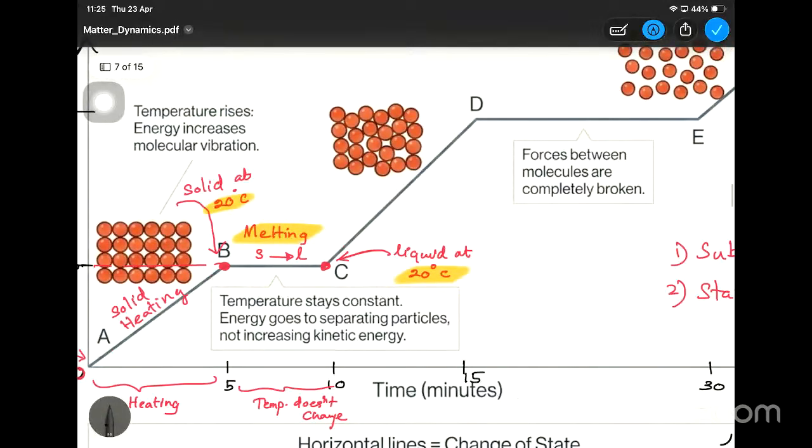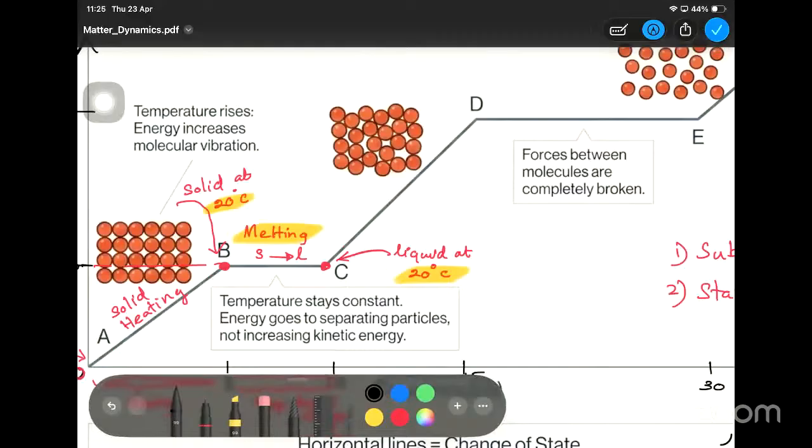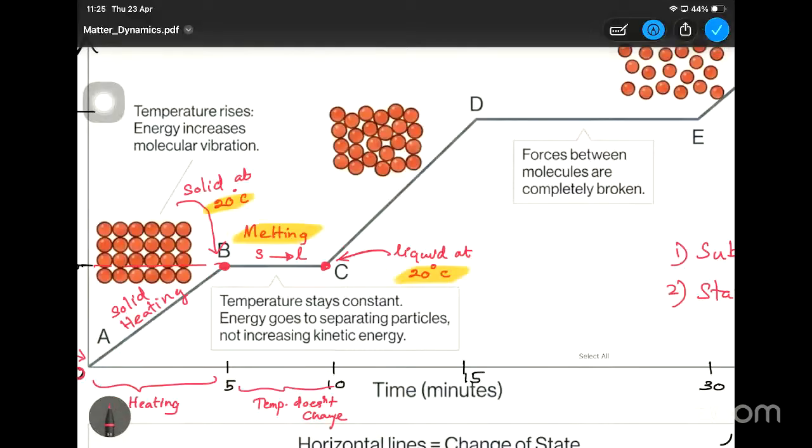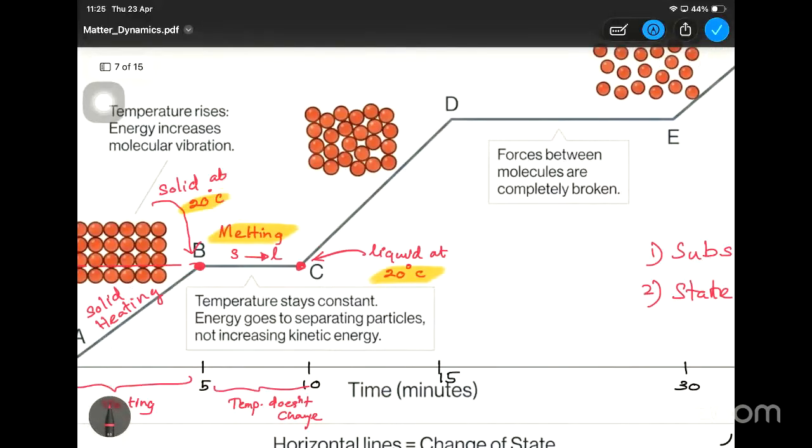And again, you are still providing that same energy. So for the next 5 minutes, you can see the liquid is heating, right? You have the thermometer, so you can clearly observe whether the temperature is going up or remaining at the same level, right?